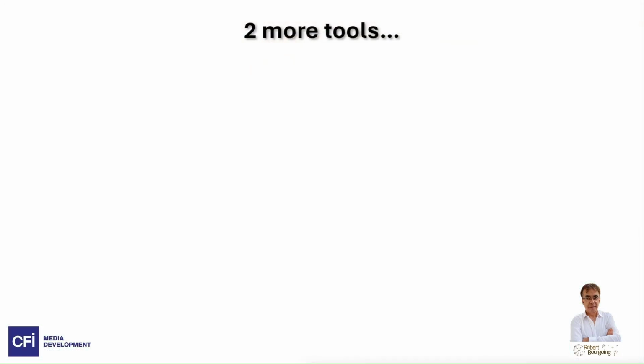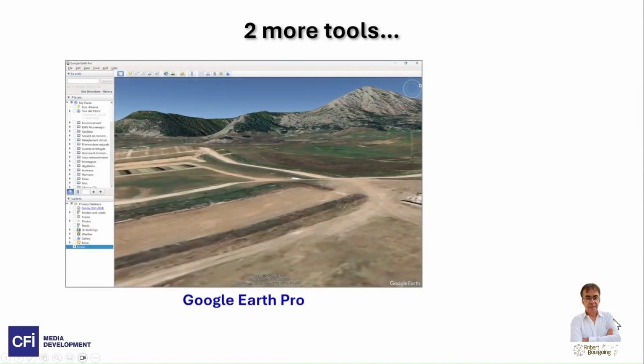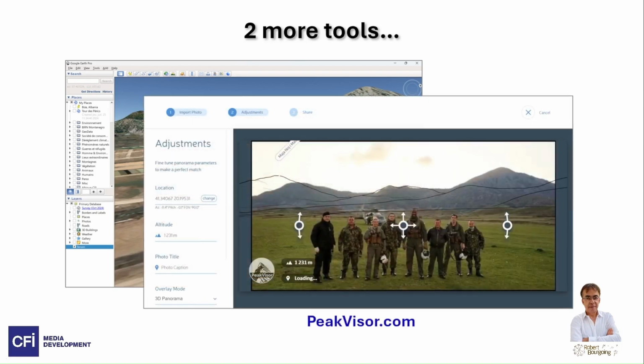For advanced users who would need more precise tools to geolocate an image with mountain peaks and crests, there are two better tools. You can download and install the free Google Earth Pro and activate the terrain layer, or even better, use the PeakVisor smartphone app or website.